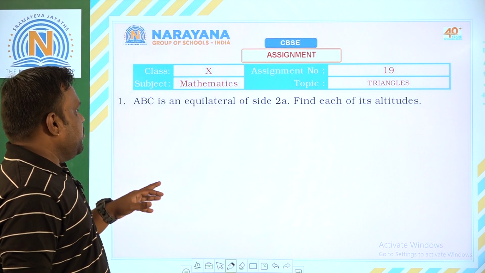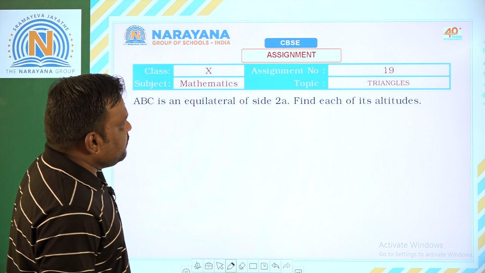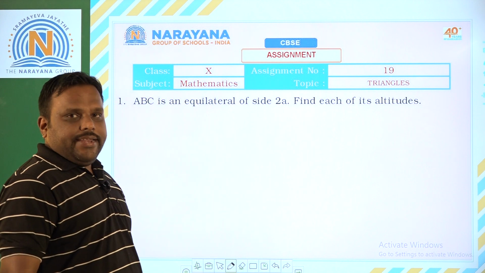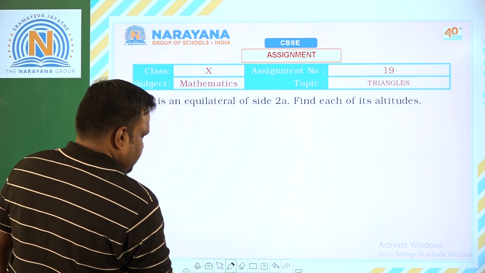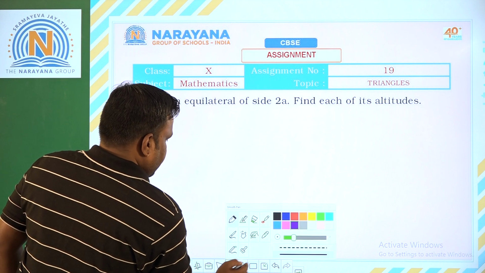Let us start with the first question. ABC is an equilateral triangle of side 2A. Find each of its altitudes. If you find one altitude, that is enough for us. So let us draw the figure for this. Then it will be clear.